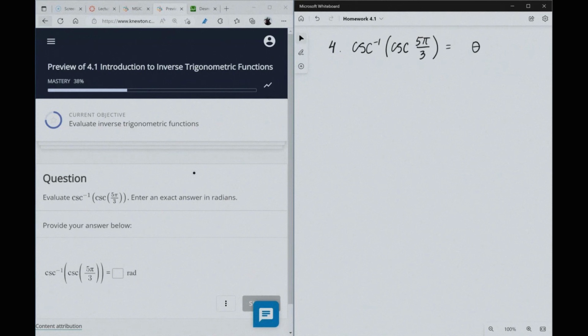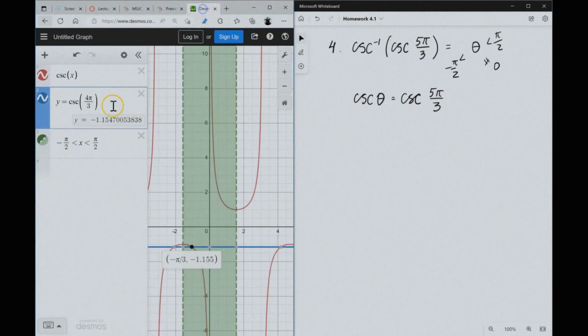So the range of cosecant, again, is from pi over 2 to negative pi over 2. Theta cannot be equal to 0, but cosecant of theta must be equal to cosecant of 5 pi over 3. And I'm going to use Desmos again, because it just seems to be easier. So I'm going to change this 4 to 5. And the answer is now negative pi over 3.